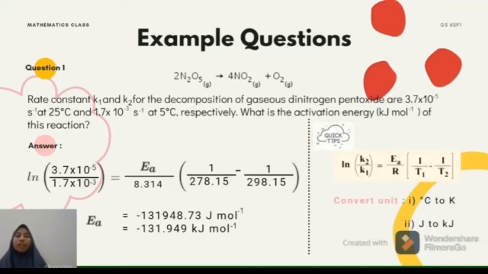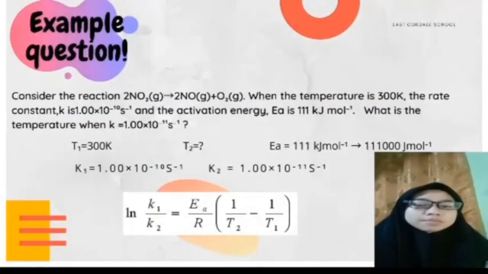So we got negative 131.949 kJ per mole, more negative 1. Example question. Consider the reaction 2NO2 gas to 2NO gas plus oxygen gas. When the temperature is 300 K, the rate constant is 1 times 10 to the power of negative 10, and the activation energy is 111 kilojoule mole negative 1. What is the temperature when K equals 1 times 10 to the power of negative 11?